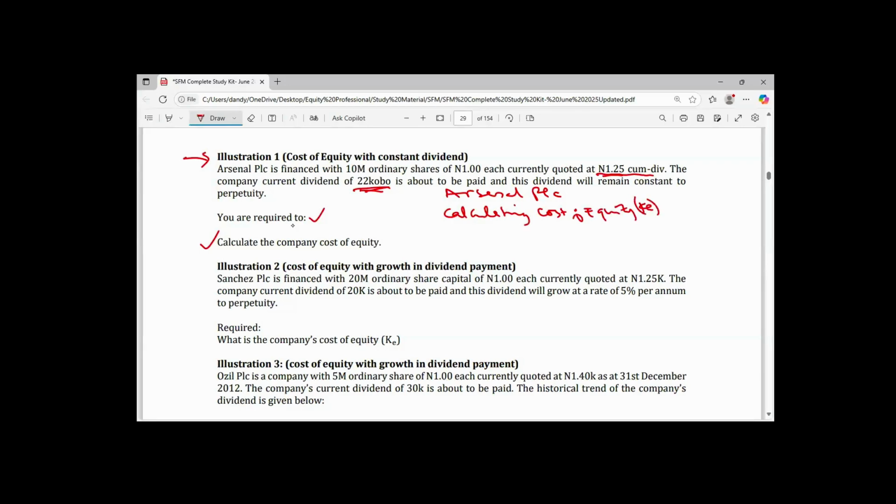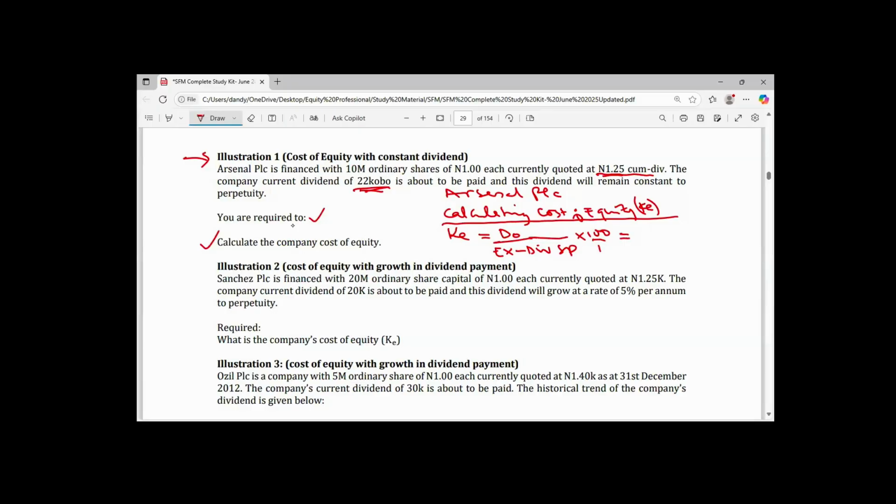KE. So before I put down my formula, I must identify from the question whether dividend will remain constant or dividend will grow. The examiner has told me that dividend will remain constant to perpetuity. There is no growth. Therefore, if there is no growth, cost of equity will be the current dividend, denoted as D0, divided by the XDIV share price, multiplied by 100 over 1.